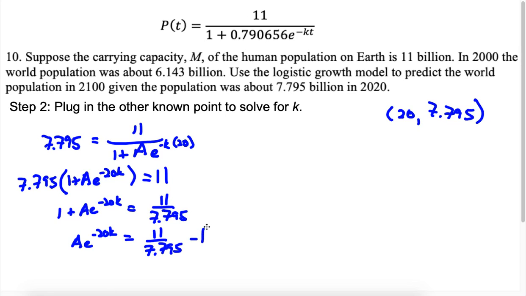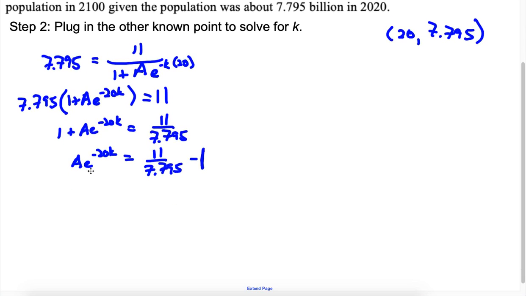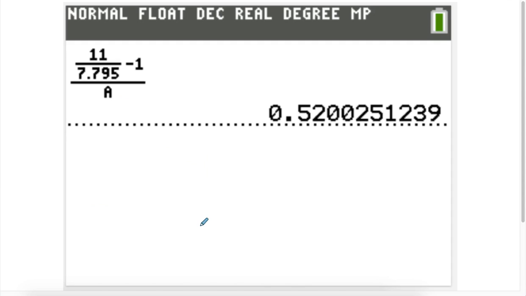So now my goal here is to get the exponential by itself, right? I'm ultimately trying to solve for k. So if I'm trying to get the exponential by itself, I would also need to divide by A here. So if I divide both sides by my A value, I'll end up with this. Now I'm going to go ahead and put this into the calculator. So if we do that, we get 0.5200251239. So again, this is an intermediate value.